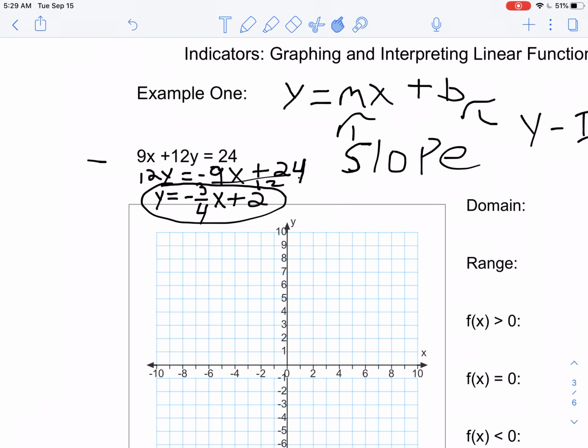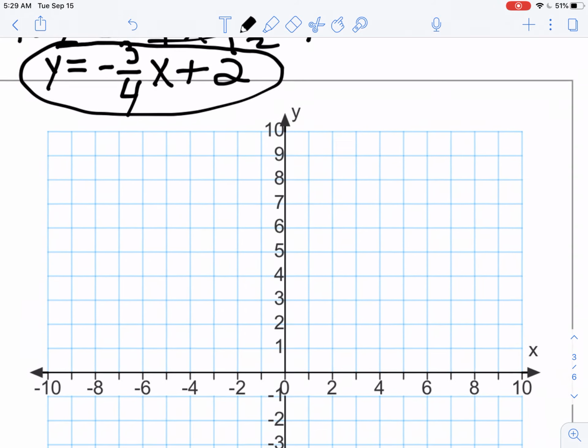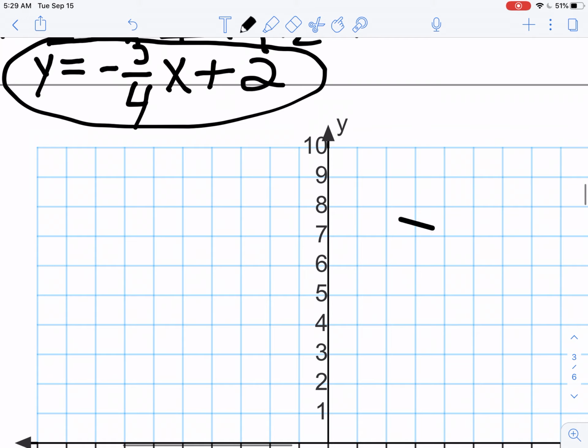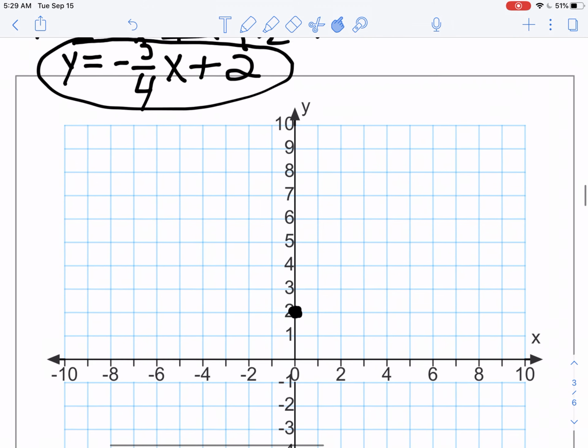The first thing that we're always going to do is plot our y-intercept. Our y-intercept is positive 2, sorry about that, let me erase that. We know that a y-intercept of positive 2 will be right here. Okay? Once we have our y-intercept, we're going to have to show how our slope is behaving.